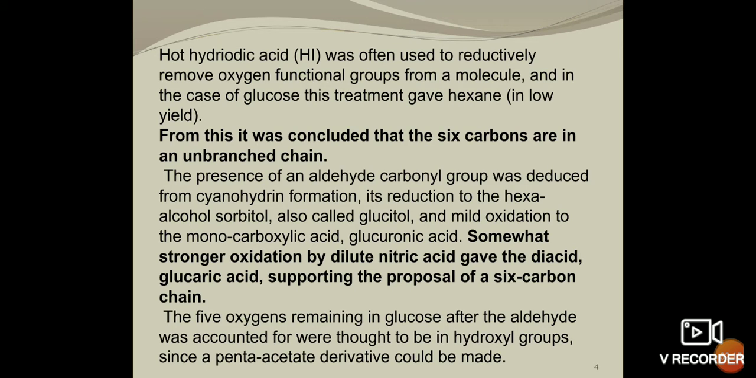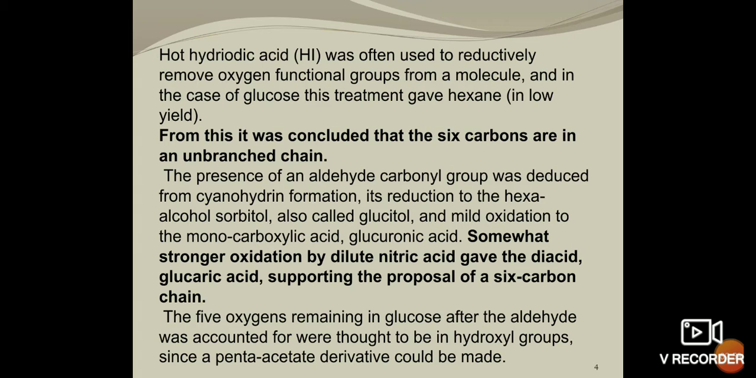Hot hydroiodic acid, HI, was often used to reductively remove oxygen functional groups from a molecule, and in the case of glucose, this treatment gave hexane. So here we see removal of oxygen functional group is reduction. So this reaction is a reduction reaction and it forms hexane. From this, it was concluded that the 6 carbons are in an unbranched chain. So glucose is an unbranched chain of 6 carbon atoms.